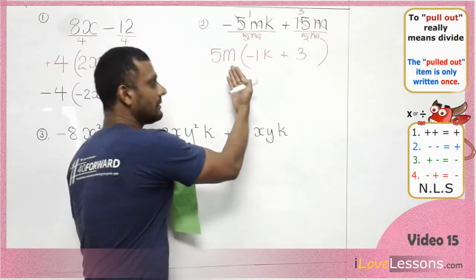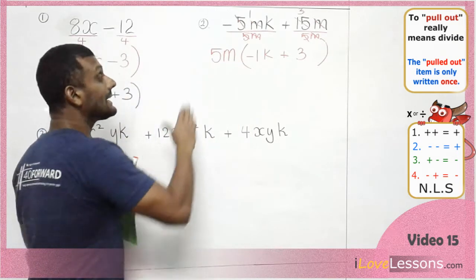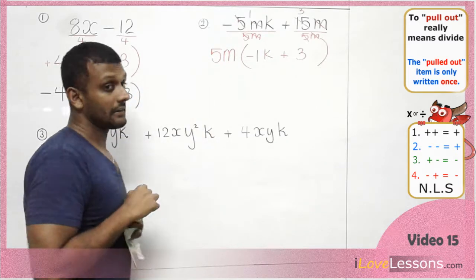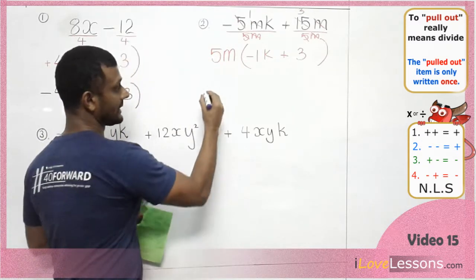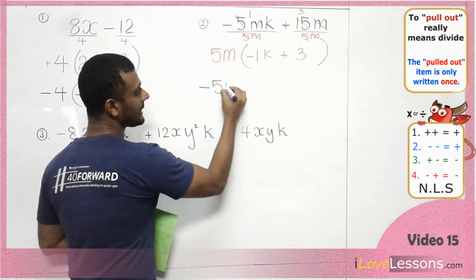Now, this is one version of the answer. I did not have to pull out positive 5m. I also have the option of pulling out minus 5m.